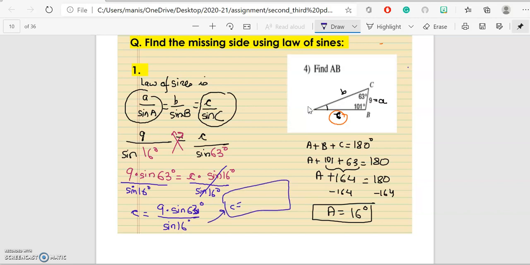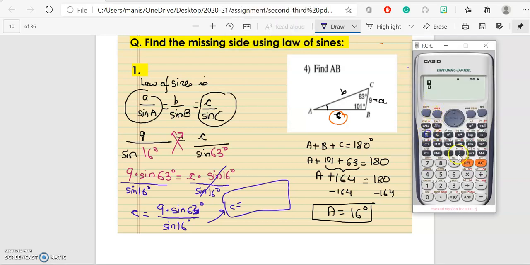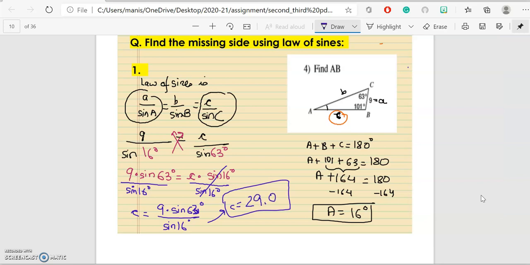So let's bring our calculator and let's type the values in our calculator. 9 times sine of 63 degrees, close the parentheses, divided by sine of what? 16, close the parentheses, and this is my answer, 29.09. So I'll write it over here, 29.09 answer. This is my answer.